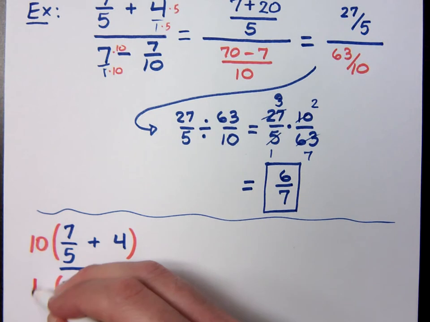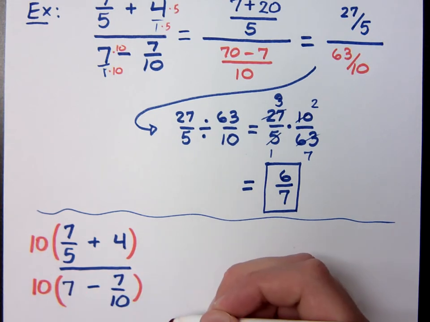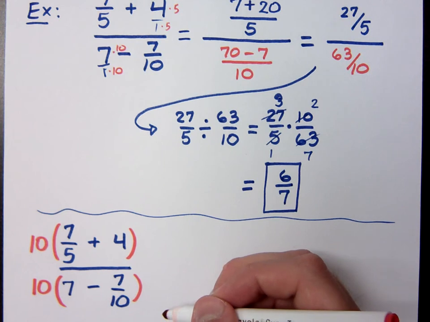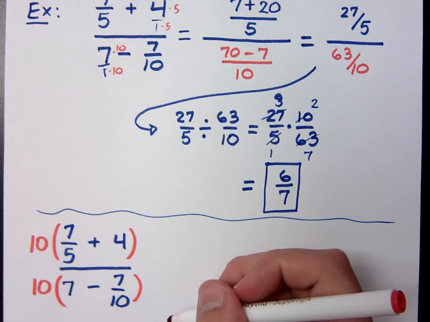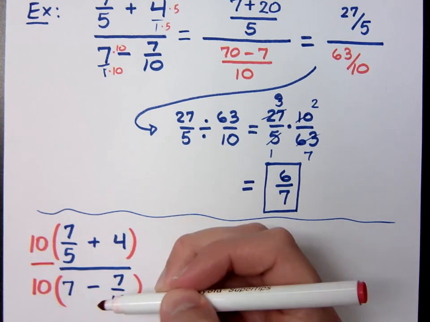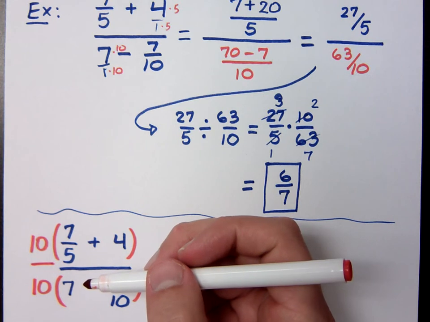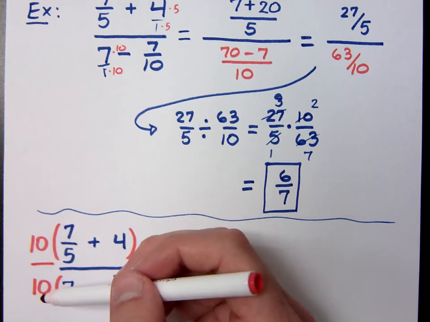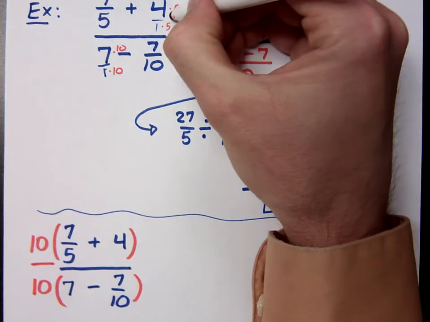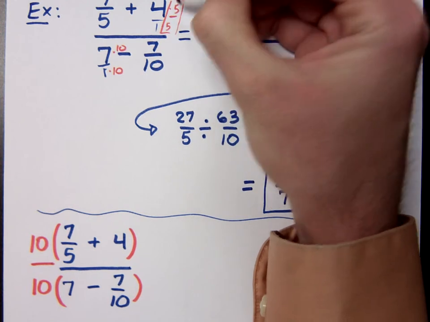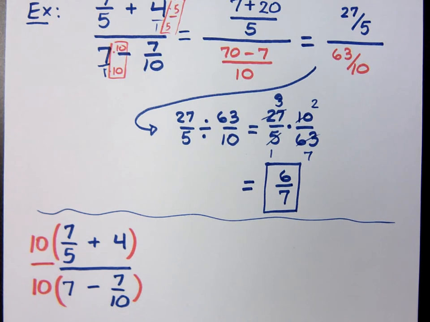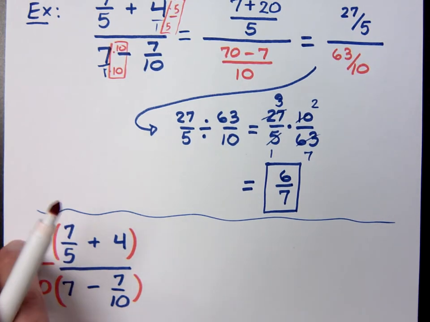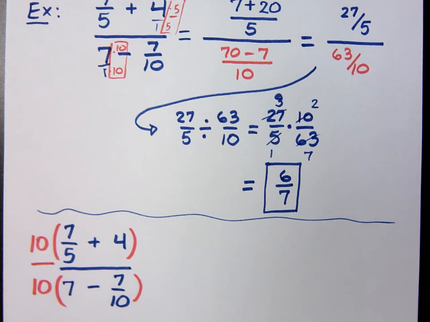Now why is this okay for me to do? Why is it okay for me to do this? What do you see that I have here in orange? What is 10 over 10? 1. Is it okay to multiply things times 1? Yes. You did the same thing up here. Look at this. You had 5 over 5, that was 1, and 10 over 10 was equal to 1 too. So here I'm multiplying the whole top by 10 and the whole bottom by 10. And now it's just a matter of distributing.